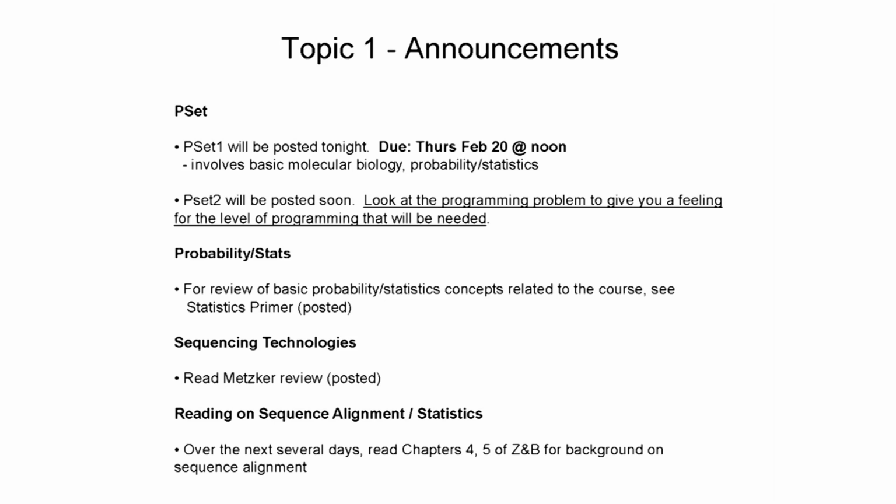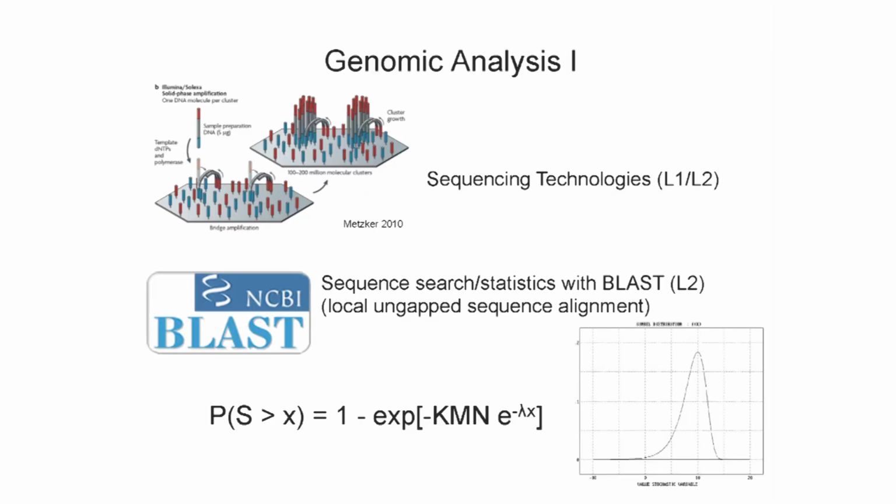OK, so I'm just going to briefly review my lectures, and then we'll have David and Ernest do the same. So sequencing technologies will be the beginning of lecture 2, and then we'll talk about local ungapped sequence alignment, in particular BLAST. So BLAST is something like the Google search engine of bioinformatics, if you will. It's one of the most widely used tools, and it's important to understand something about how it works, and in particular how to evaluate the significance of BLAST hits, which are described by this extreme value distribution here.